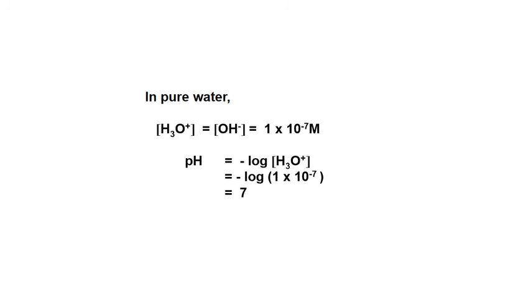In pure water, the concentrations of hydroxide ion and hydronium ion are equal. The concentrations of H3O+ and OH- are 1 times 10 negative 7 molar. So, pH for water equals 7.